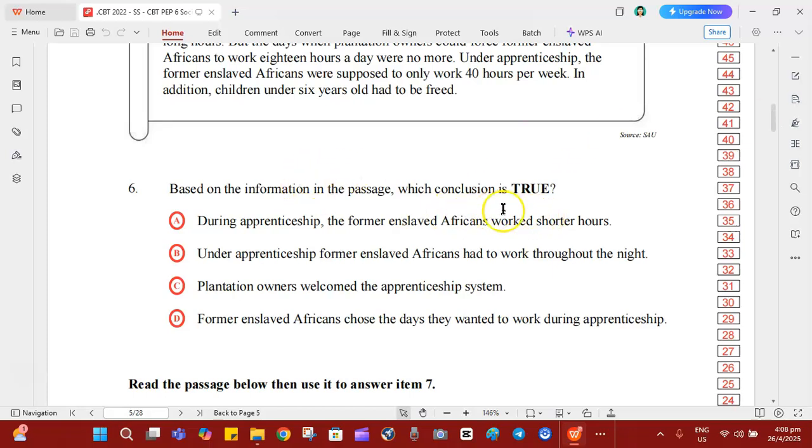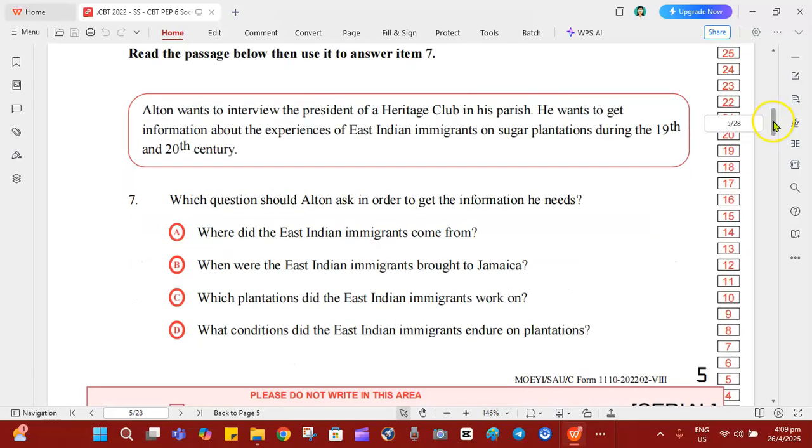Based on the information, which is true, A, during apprenticeship, the former enslaved Africans work shorter hours. B says under apprenticeship, former enslaved Africans had to work throughout the night. C, plantation owners welcomed the apprenticeship system. And D, former enslaved Africans chose the days they wanted to work during apprenticeship. Based on the passage, the answer would be A. During this apprenticeship period, the former enslaved Africans, they work shorter hours. Instead of 18, they went basically 8 hours a day.